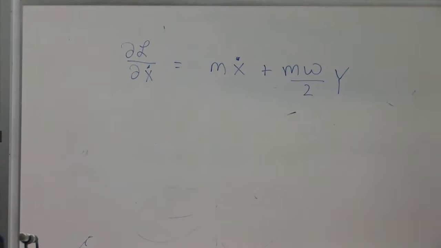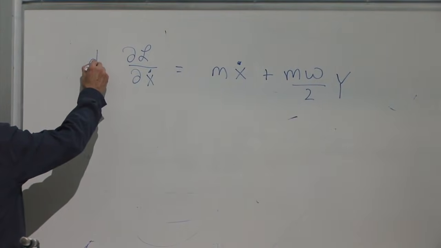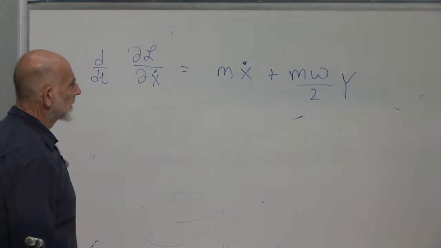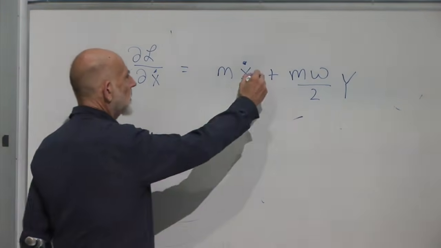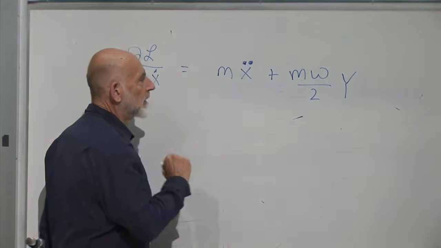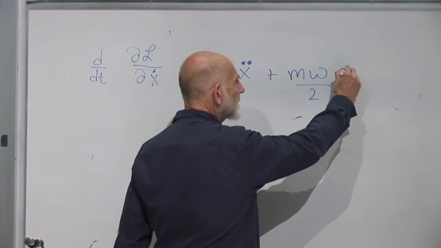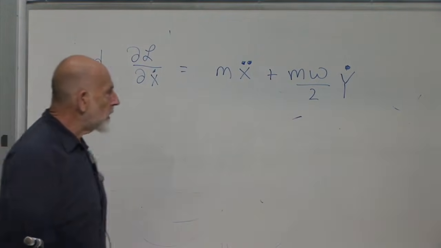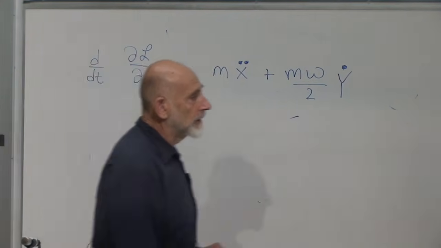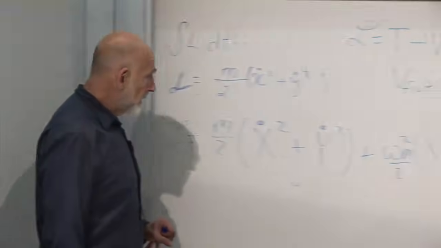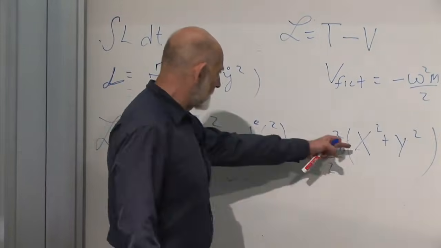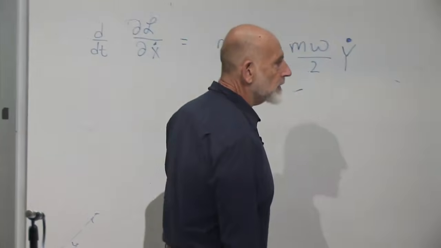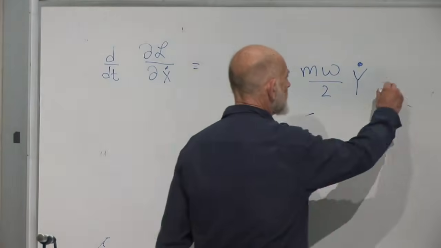Now, what are we supposed to do with this? We're supposed to take d by dt of it. What does that give us? m x double dot plus y dot. And what does that equal? It equals the derivative of the Lagrangian with respect to x. Does it depend on x? Yeah, you bet it depends on x over here. So there's an omega squared m times x.